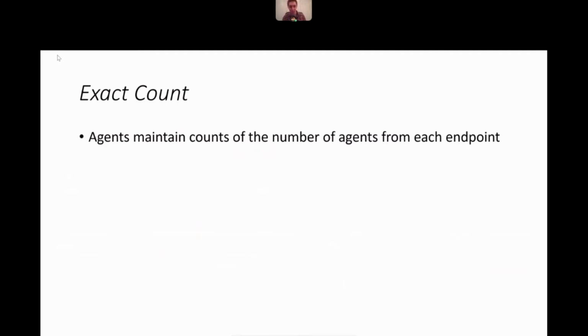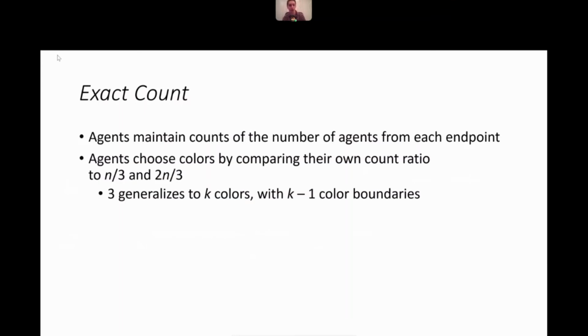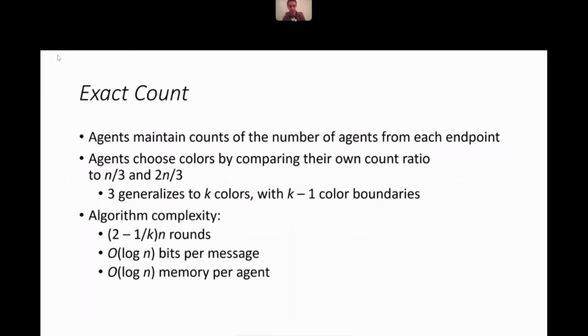So our exact count algorithm is probably our simplest. Each agent is going to maintain a count of the number of agents on its left and on its right, all the way to each endpoint. And then all I have to do is take the ratio of the number of agents to the left and agents to the right, and compare it to n over 3 and 2n over 3, which are the boundaries of a ribbon of size n. And you can imagine this generalizes to k colors very easily, assuming you have these counts. So I'm going to run through these.